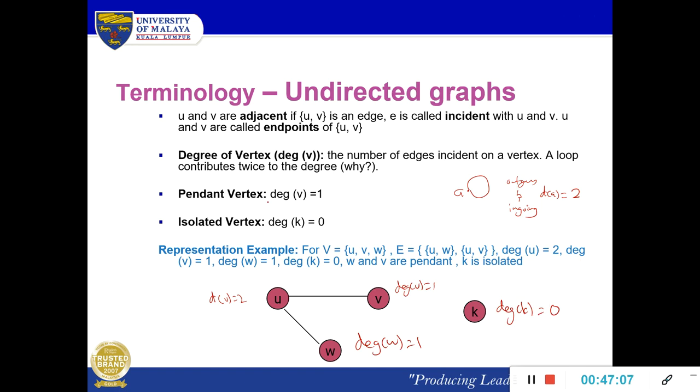So the pendant vertices, which ones? You can say V and W are pendant vertices because the degree is only 1. An isolated vertex is K. K is like an island. It's like an island, with no connection whatsoever. So the degree of K is 0. This is what the degree in an undirected graph means, and how you calculate it.